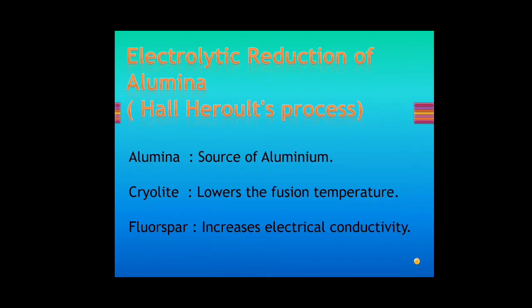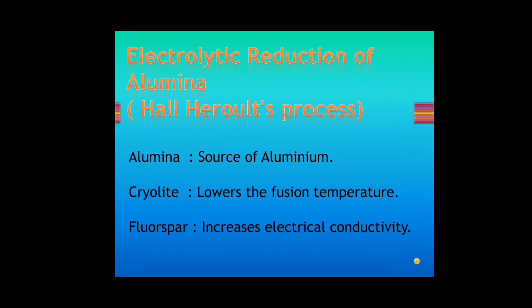The next step is the Hall-Heroult process, that is the electrolytic reduction of alumina. What is alumina? That is aluminium oxide, Al2O3. So what is the next process now? We want to separate oxygen from aluminium. But as we have already seen in the earlier slide, aluminium oxide cannot be separated by reducing agents or by heating. So it has to undergo the process of electrolysis.